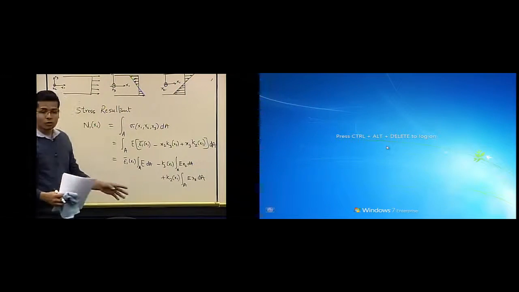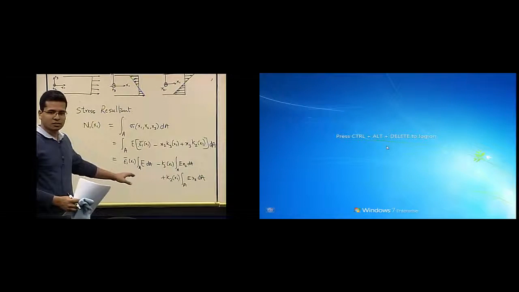Is this visible? Okay. So it's important to note that all the integrals depend only on the material properties and the geometry. They do not depend on the external loads applied. So for any given problem in which we have a beam cross section and we have the material properties, we can evaluate the stress resultants using this expression. So maybe I can write a note.